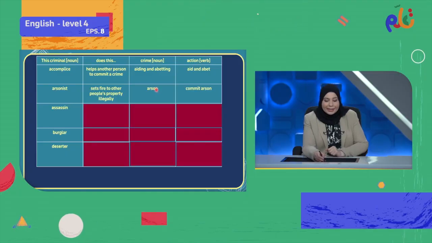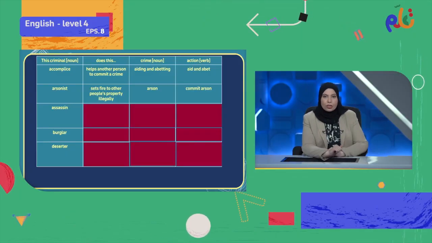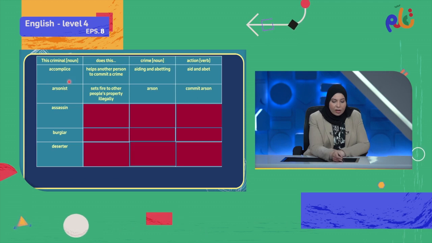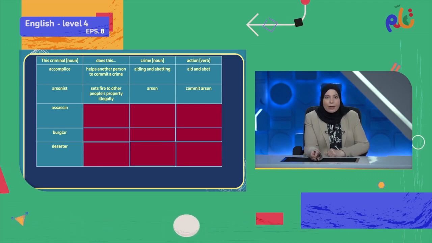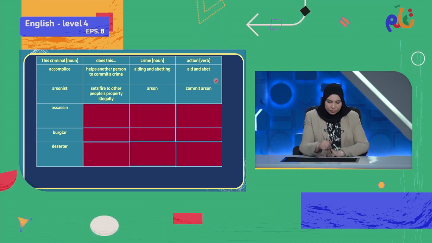So we can say that Jack committed arson last week. Or we can say that this person, I'm talking about the person, he is an arsonist, because we're talking about the criminal. Or arson should be heavily punished. So I'm talking about the crime. Arson should be heavily punished. So we have the criminal, we have the crime, and we have the action or the verb.